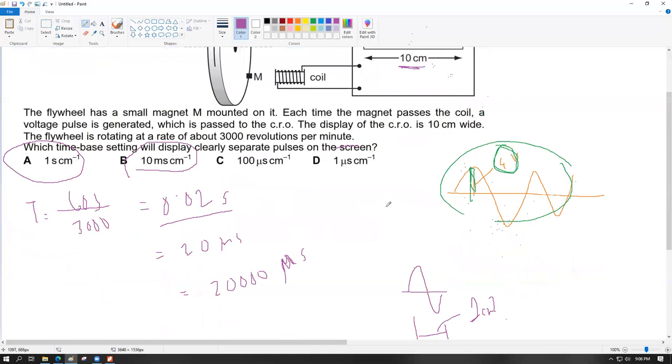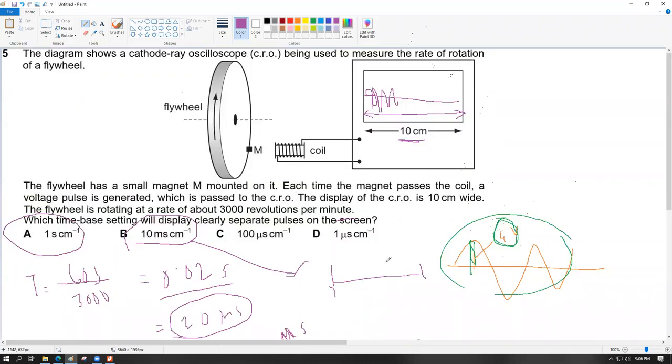The wave time period in milliseconds was 20 milliseconds. Now for this scale, the graph from the left of the screen to the right of the screen represents 100 milliseconds. So the question: how many 20 milliseconds can you accommodate in a 100 millisecond space? Five. So five full waves within a 10 centimeter length does appear to be pretty workable.